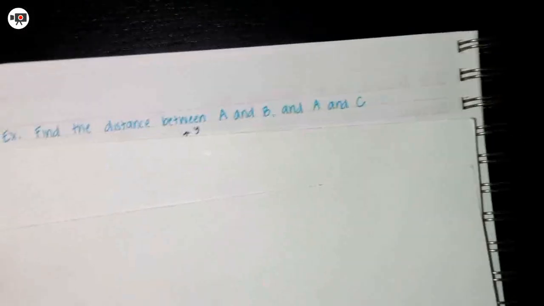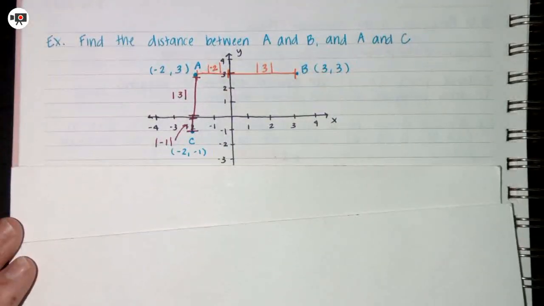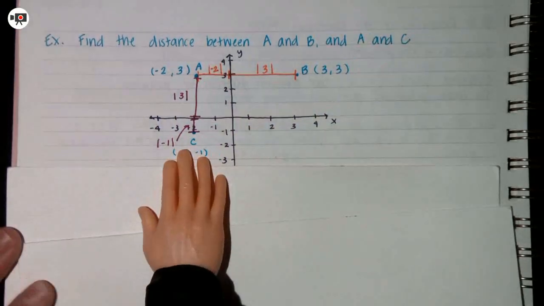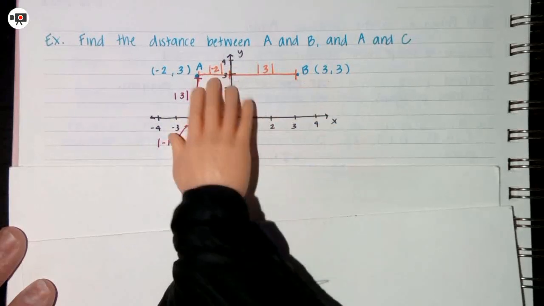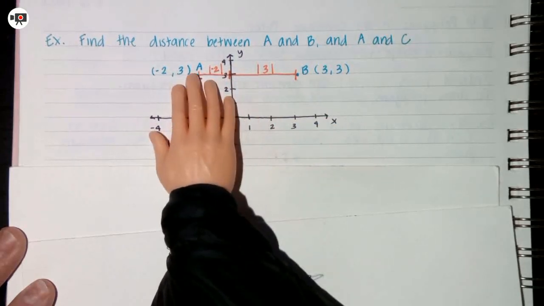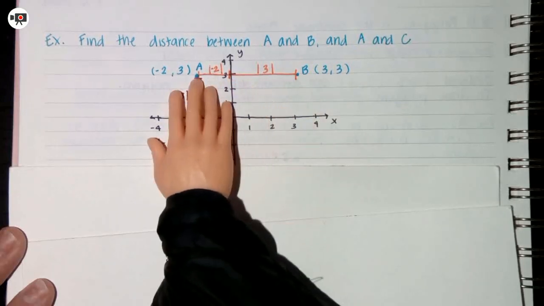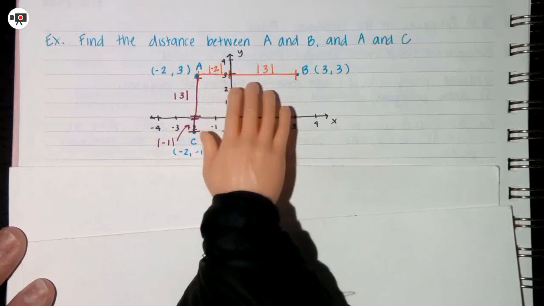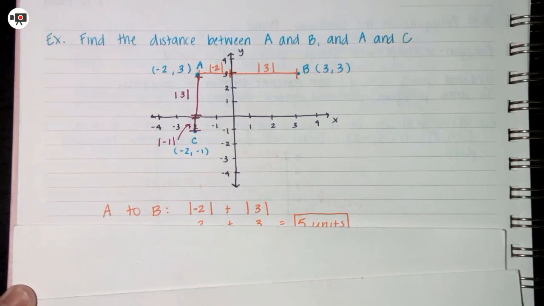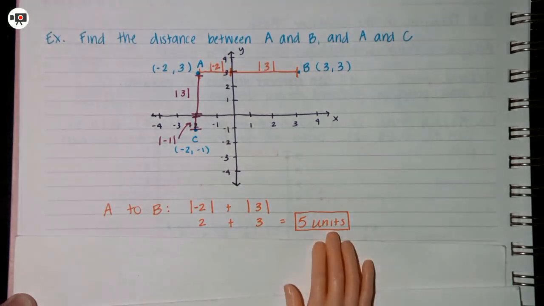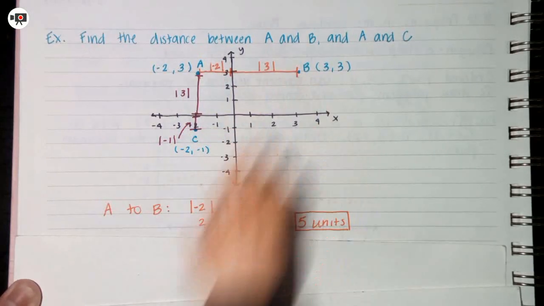Here's an example. We're going to find the distance between A and B and A and C. So here I have points A, B, and C here in blue, and they each cross over an axis. So when they cross over an axis, I'm going to use the absolute values to find the distance between that point and the axis, and then the axis and the second point. So here, since this is -2, this has an absolute value of 2. And then I take the absolute value of 3 and add those together. So I would find that these are 5 units. You could also count and say 1, 2, 3, 4, 5, and do that.